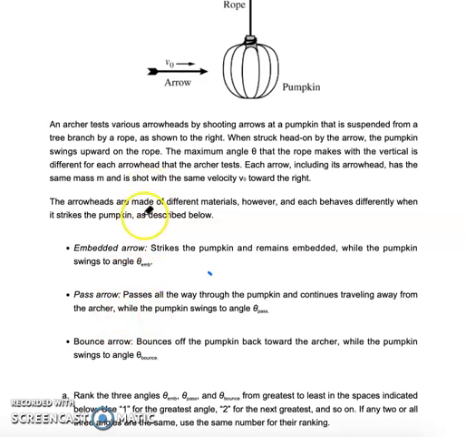It's one question. You get a lot of information, so obviously you've got to read carefully, but basically we have three arrows that are identical. One bounces off the pumpkin, one embeds itself in the pumpkin, the other passes through the pumpkin. And they want to know how that will affect the angle that the pumpkin rotates up to. And you have to write a paragraph explaining all the points, and obviously you want to get the right rankings. So I think this is 7 points. The important thing to realize is the explanation more than anything, even if you get the right answer.